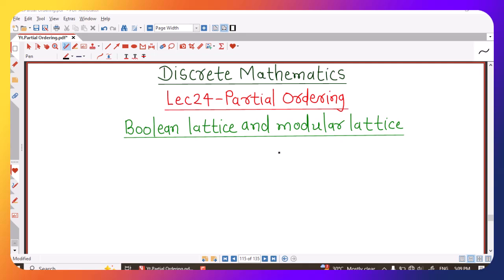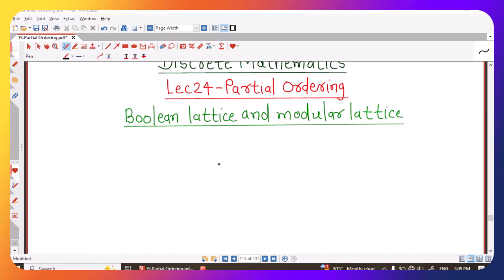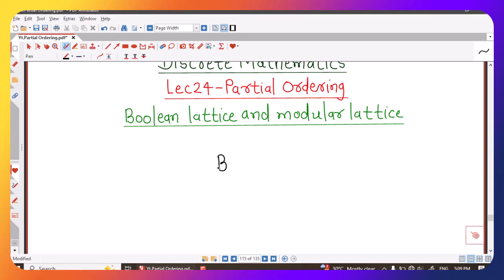In this lecture, we will discuss two more types of lattices. We are going to define Boolean lattice and modular lattice. First, we understand what is the definition of Boolean lattice. If you have seen earlier lectures, then you might be familiar with these three definitions.